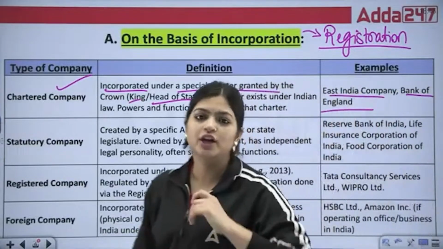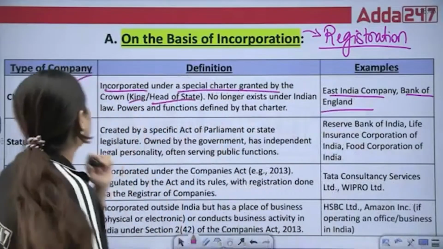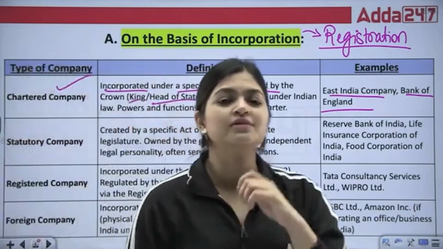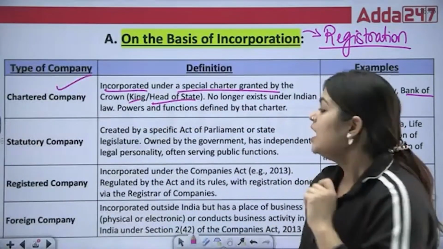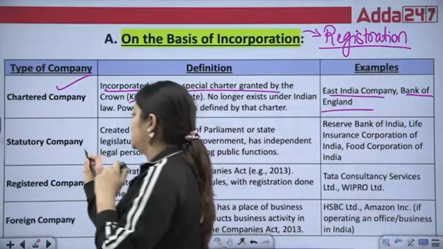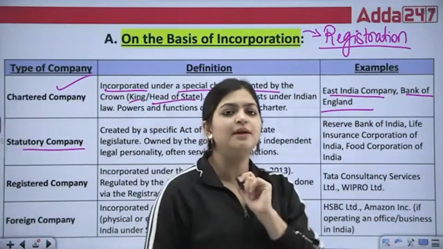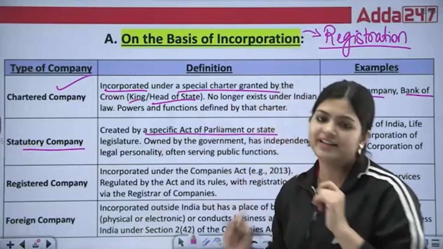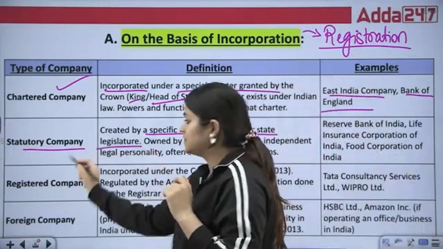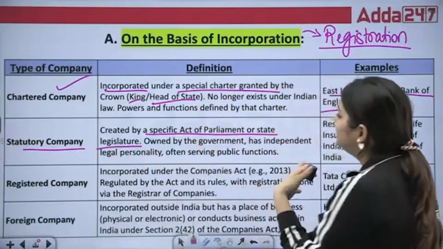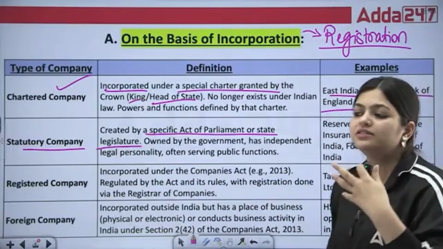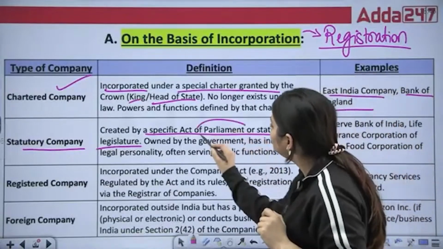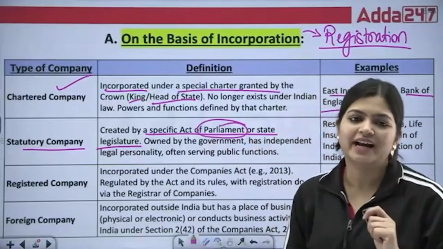So this is your which type of a company? Chartered company. Yes, who incorporated this type of companies? Kings, emperors. Now, next is your statutory companies. Now, when we talk about these companies, they are created by a specific act of parliament or legislature. Correct? Now, how are they created, how did they start this business or this company? Because of a special act of parliament or any state legislature.